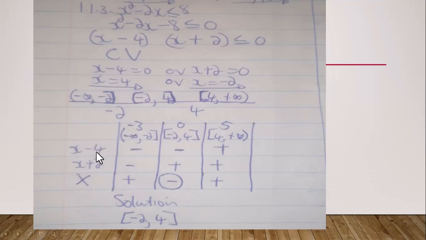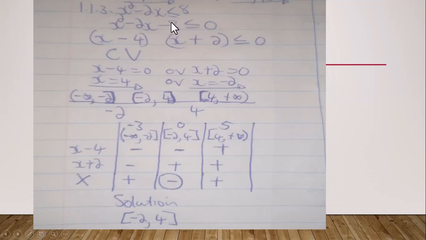And then on this side you write your first bracket, x minus 4, the second one, there it is, and then the product of the two, because they were multiplying one another. And then from there you substitute -3 here. -3 minus 4 will give you a negative. 0 minus 4 is also a negative, and 5 minus 4 is a positive. And then from there you will substitute -3. -3 plus 2 is a minus. 0 plus 2 positive, and positive. Negative by negative, positive. Negative by positive, it's negative. Positive and positive is positive.